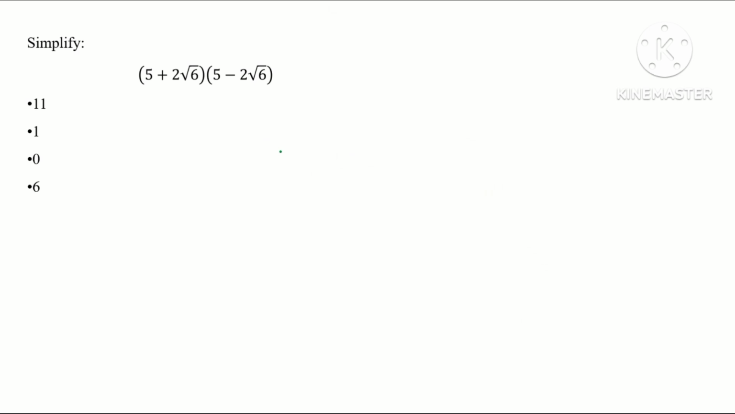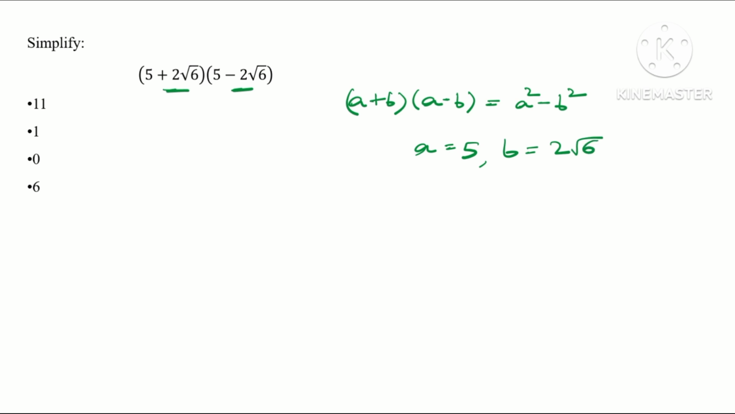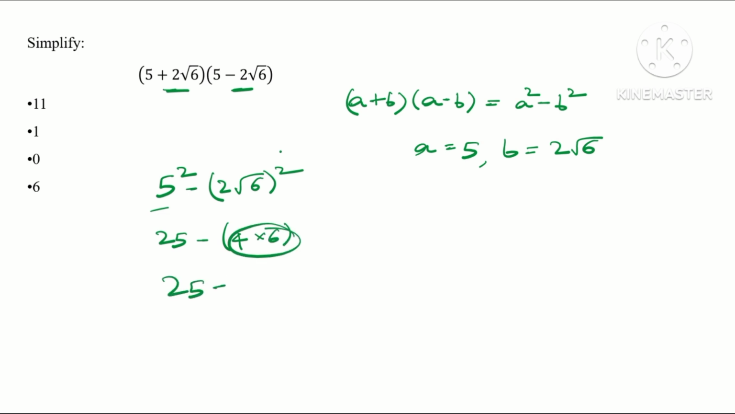So this is in the form of (a plus b) into (a minus b). We know (a plus b) into (a minus b) is a square minus b square. Here a is 5 and b is 2 root 6. So 5 square minus (2 root 6) square. 5 5s are 25 minus 2 square, 4, into 6. 25 minus 24. So answer is 1.